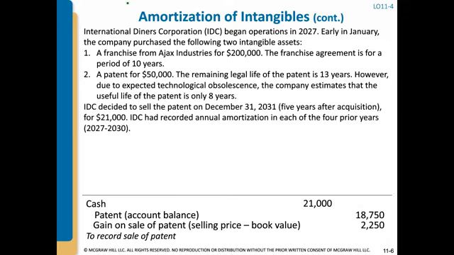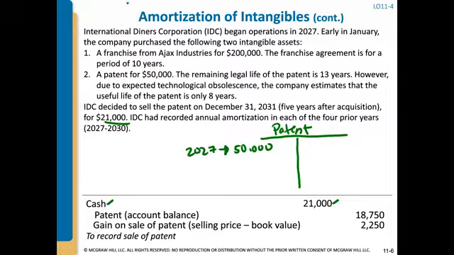Now, let's record the actual sale. They sold it for $21,000, that's what we're told right here. So we're going to debit cash $21,000. And we have to write off the patent that's on our balance sheet. You guys know I love to use T accounts. So when we acquired the patent, we acquired it for $50,000. So in 2027, we debited $50,000.